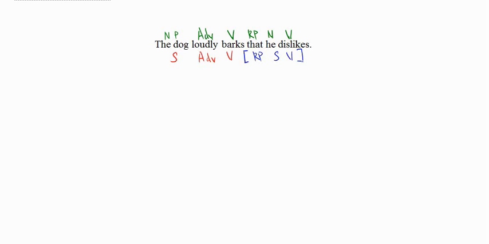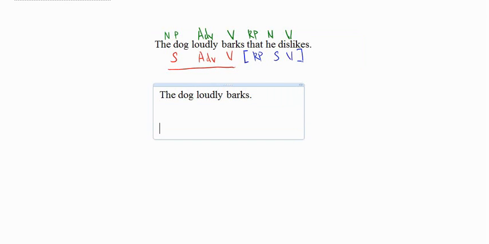In our second example, we have the dog loudly barks that he dislikes. So I've already broken down the word forms and the likely sentence patterns, and so we find that we have two sentences. The first sentence is the dog loudly barks, and we have a second sentence which we have to reverse engineer. So following that process, we take off that and we take the subject of this sentence and make it the object in this one, and so what we have now is he dislikes the dog.